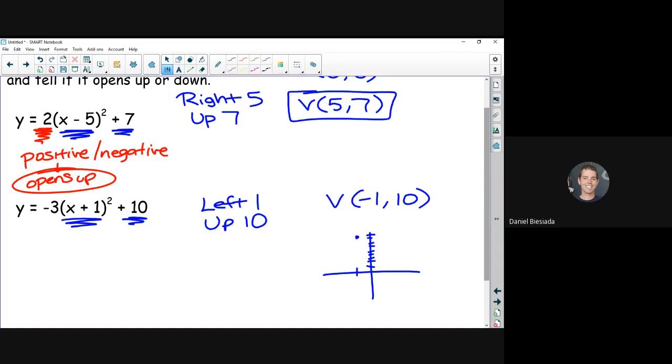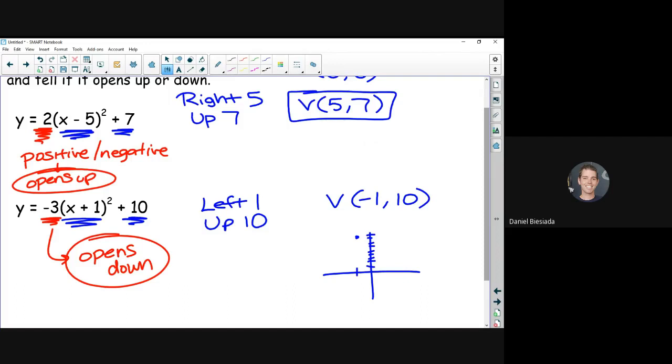And that point would be -1, 10. In terms of does this one open up or down, we'll take a look at the a value over here. This time, that number out front is negative. What that means is that this graph was flipped upside down, and that means that this one, because it's negative, opens down.